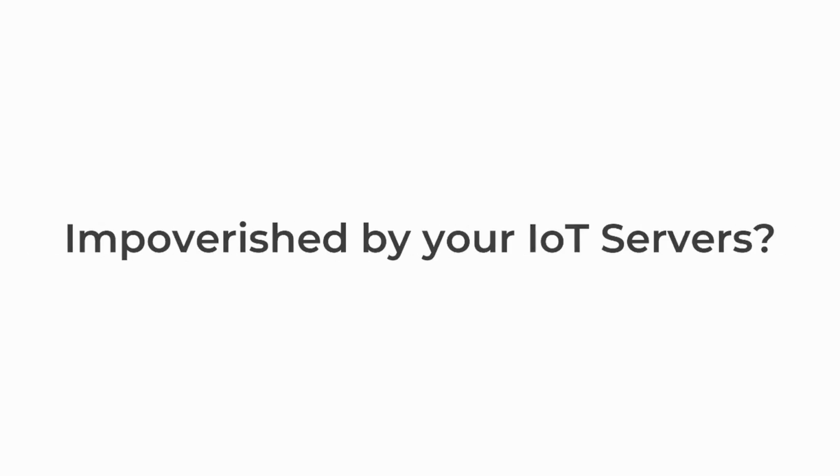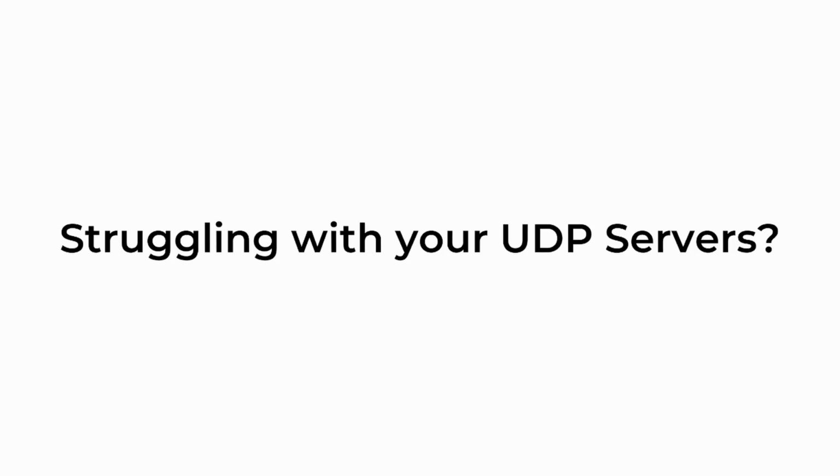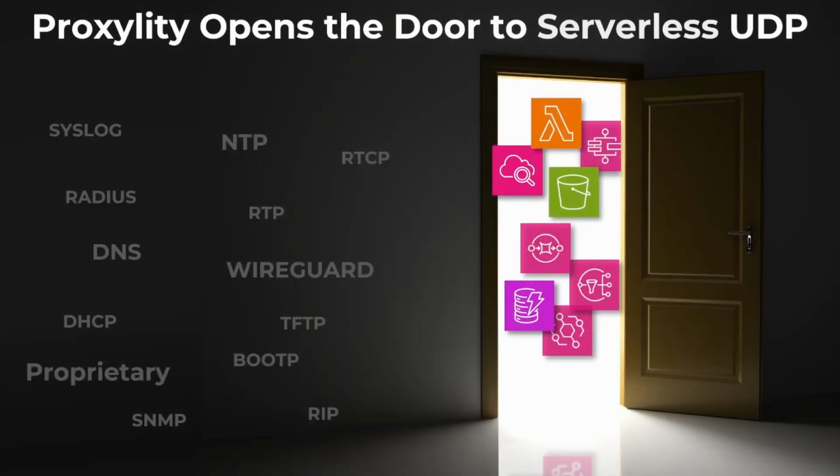As an AWS customer, UDP servers are the misfits in your otherwise modern serverless architecture, causing long change lead times and burdening your teams with undifferentiated risk and maintenance. But what's the alternative? Proxylity opens the door to serverless UDP by binding our high availability global listeners to your serverless compute and storage resources.